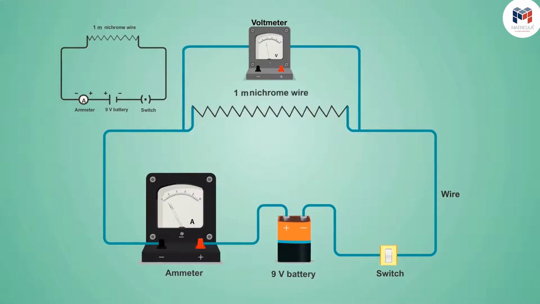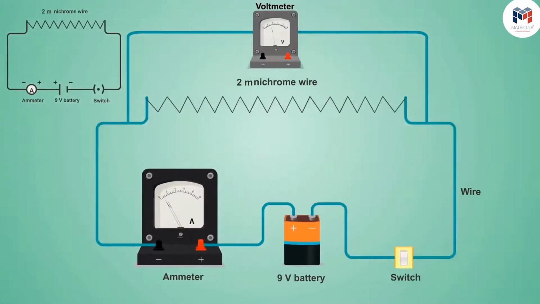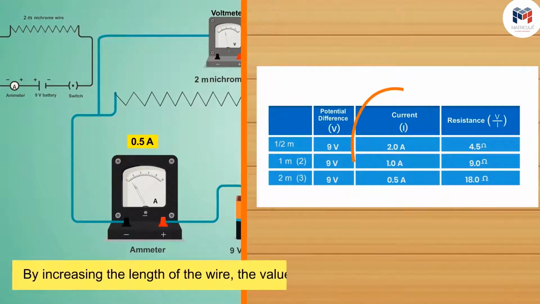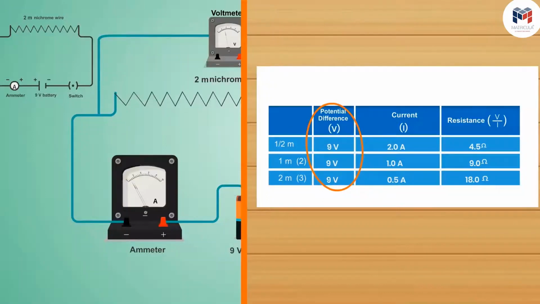Now let's replace this with 1 meter wire. A change in the reading of the ammeter can be seen. Let us now apply 2 meter wire. The reading changed again. If you look carefully, you will find that by increasing the length of the wire, the value of electric current is decreasing. But the potential difference is constant.